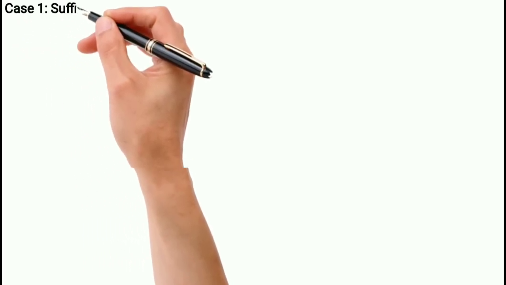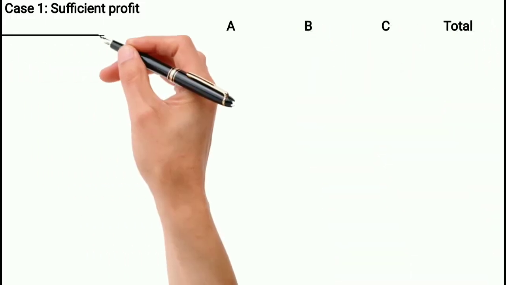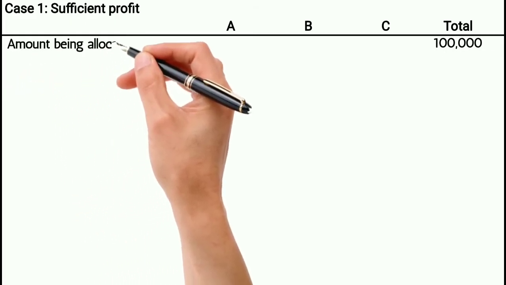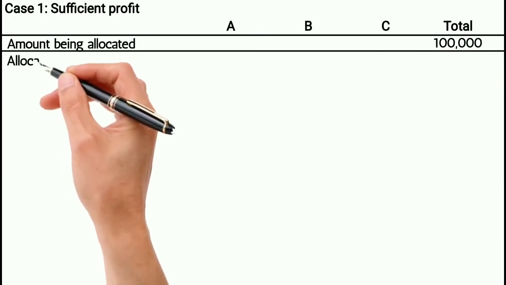Let's start with case 1, sufficient profit. The requirement is to compute for the partners' respective shares. And it says here in this case that the partnership earns profit of 100,000 pesos. Therefore, yung 100,000 pesos, yan yung i-allocate natin sa mga partners. The 100,000 pesos is the amount being allocated. Let's now do the allocation.